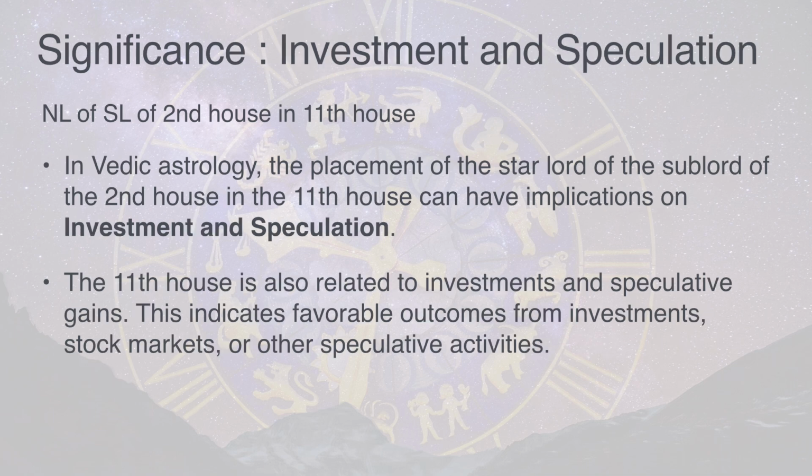In astrology, the placement of the star lord of the sublord of the second house in the 11th house can have implications on investment and speculation. The 11th house is also related to investments and speculative gains. This indicates favorable outcomes from investments, stock markets, or other speculative activities.